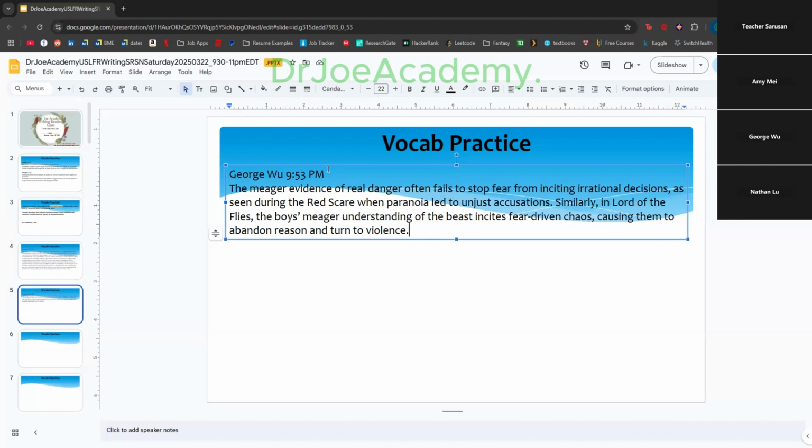All right. So, solid answer right here. Could be a little longer. It's a very brief answer, but let's check this out. So the meager evidence of real danger often fails to stop fear from inciting irrational decisions, as seen during the Red Scare when paranoia led to unjust accusations. Similarly, in Lord of the Flies, the boys' meager understanding of the beast incites fear-driven chaos, causing them to abandon reason and turn to violence.